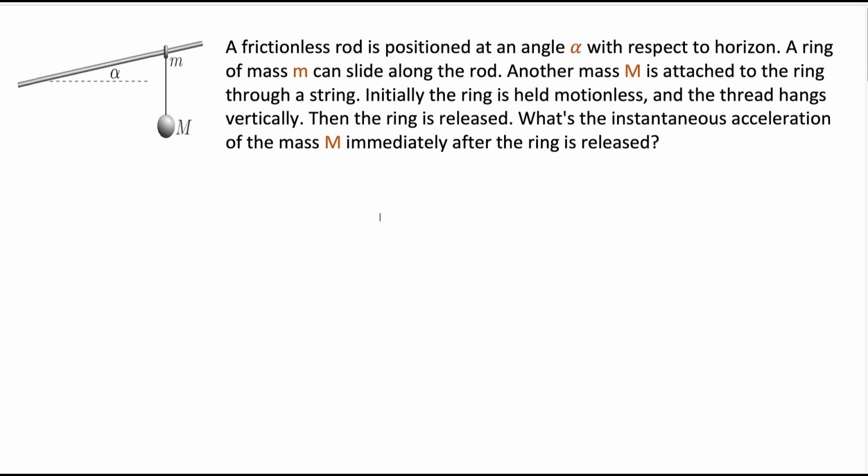There is a frictionless rod and that rod is making an angle alpha with the horizontal. And there is a ring of mass small m, and this ring is free to slide on this rod, which is frictionless. And there is another mass m which is attached to the ring through a string. Initially it is held in a vertical position, completely motionless. When we release the ring, it will tend to slide on the rod, and when it slides on the rod, this will start also moving.